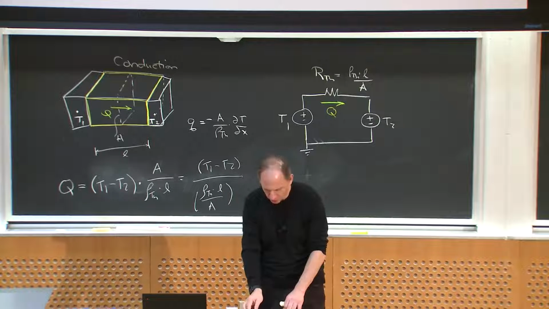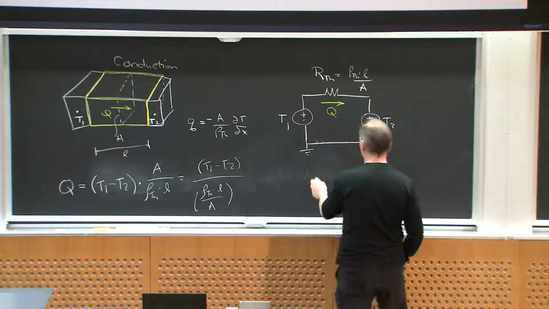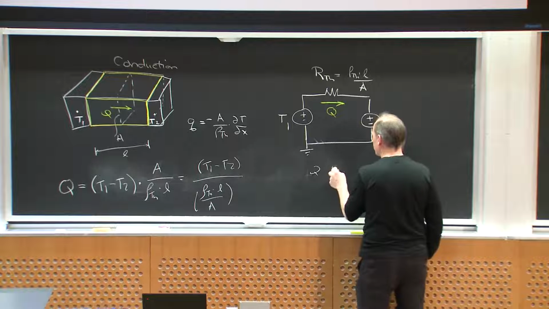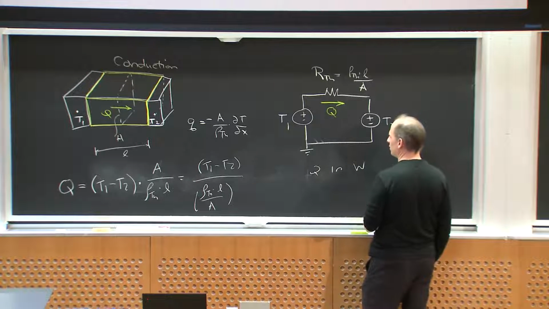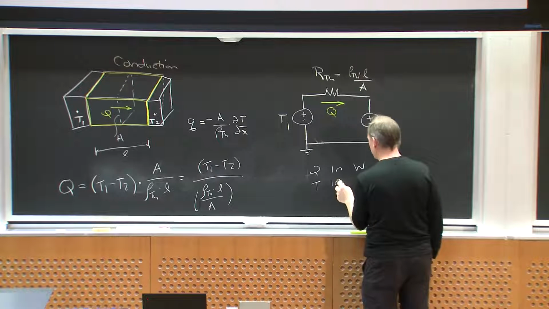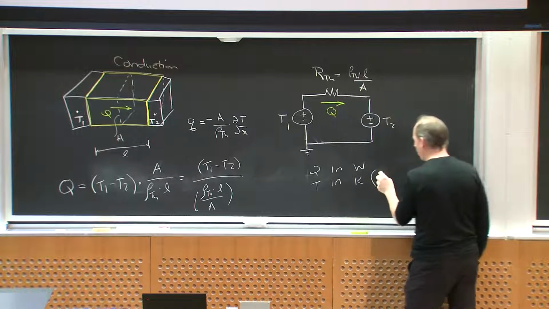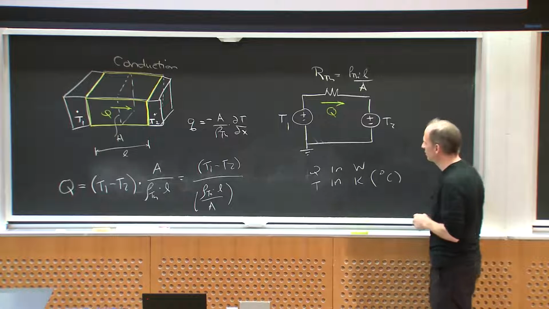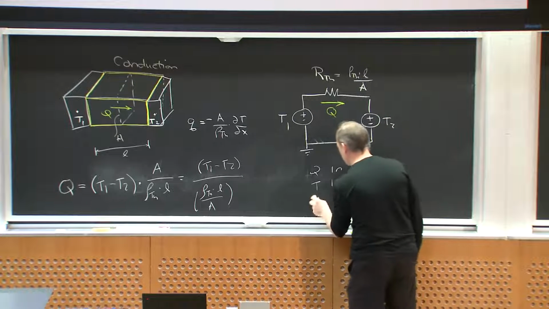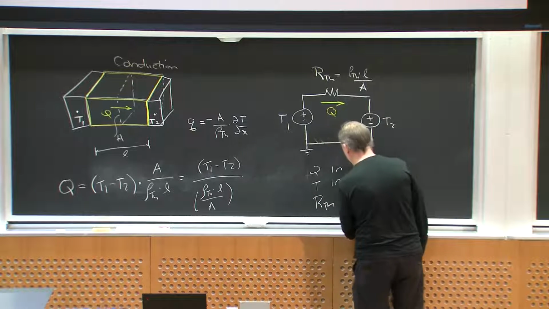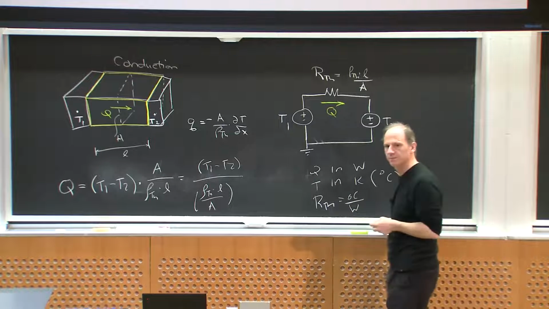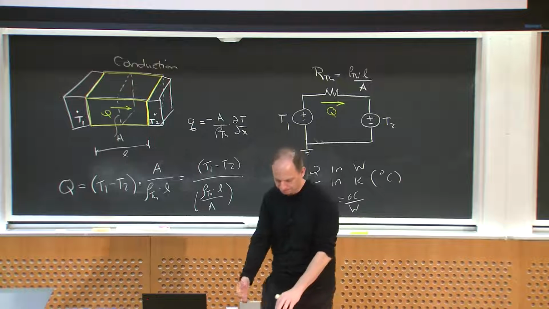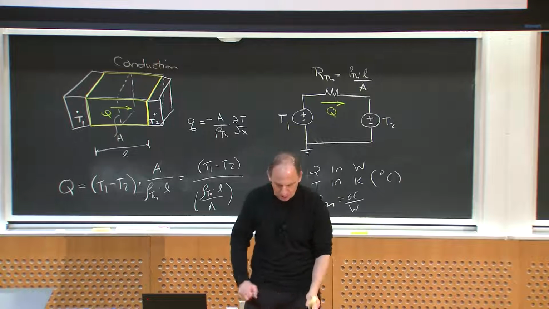So, okay, I should say by the way, Q is in watts, right? That's the heat flow in watts. T is in Kelvin, or often people use degrees Celsius. And RTH ends up having units of degrees C per watt, or Kelvin per watt. Okay? All right.